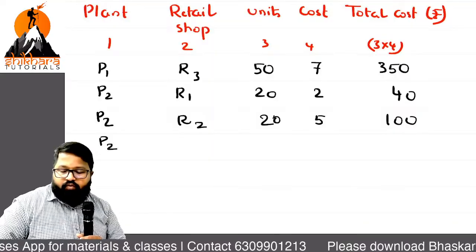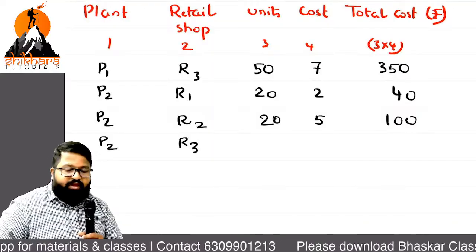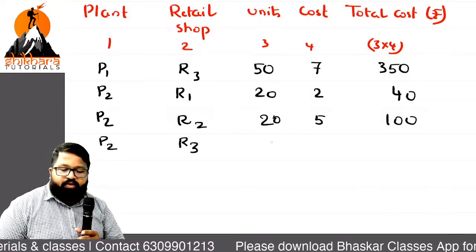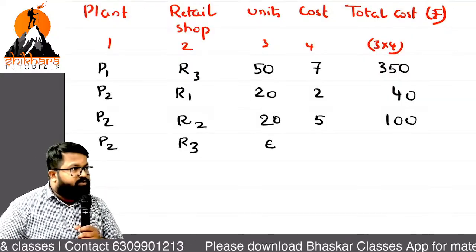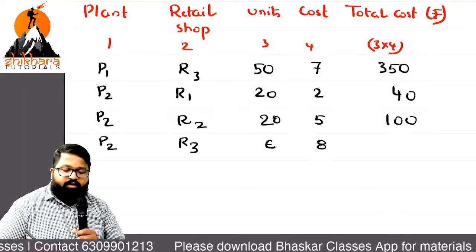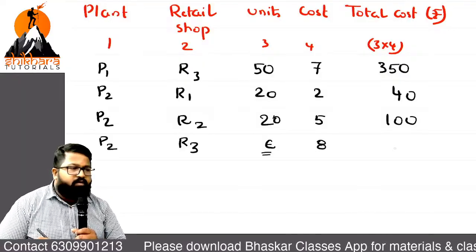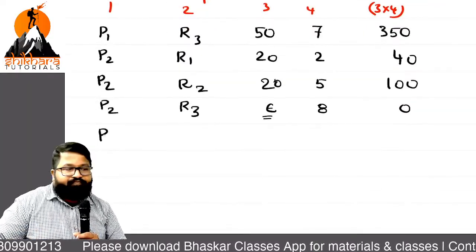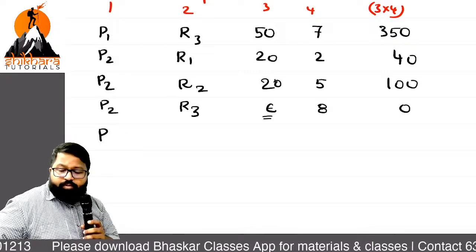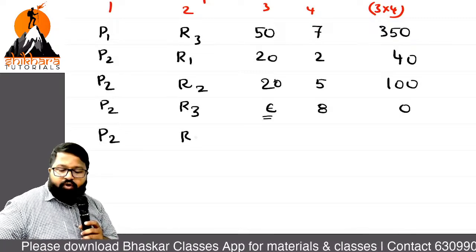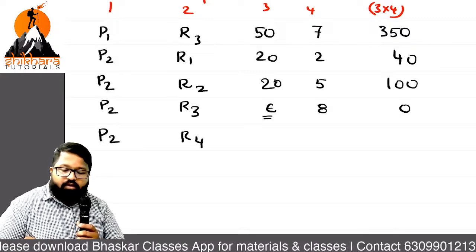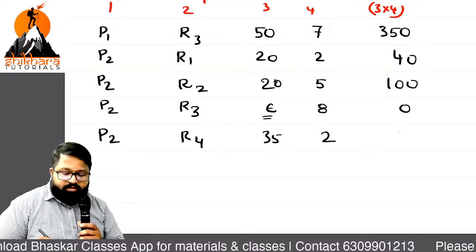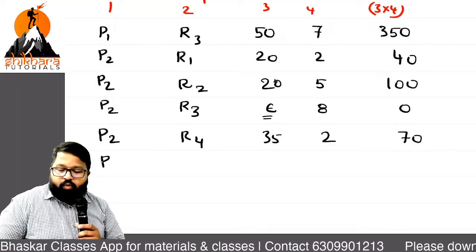P2 R3. What is the value, ma'am, there? Units E, cost 8. Sir, what is the E value? 0, so automatically 0. Next, what about P2 R4? How many units, ma'am? 35 units. What is the cost, ma'am? 2 rupees 70.